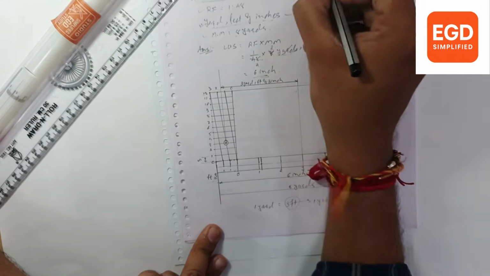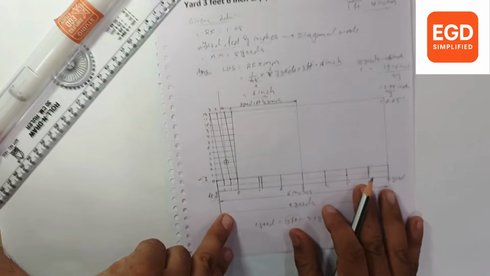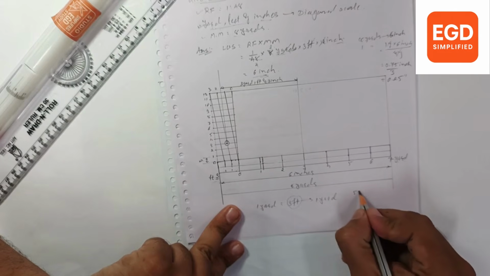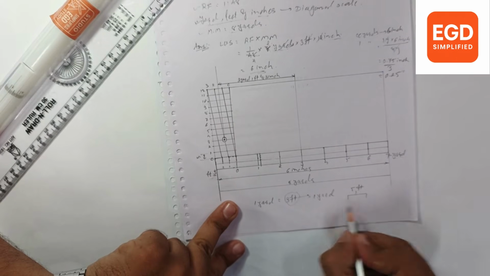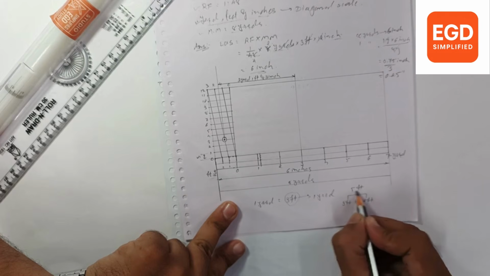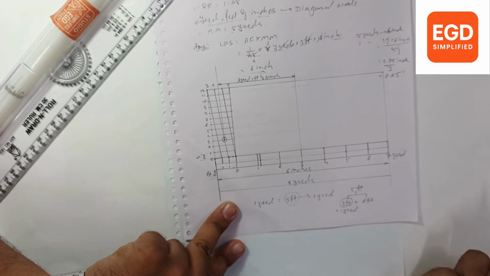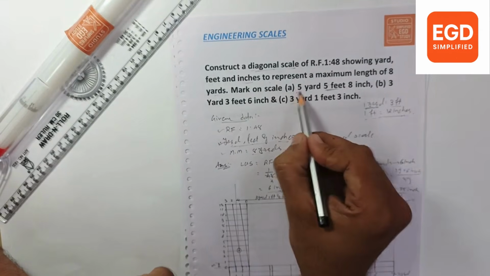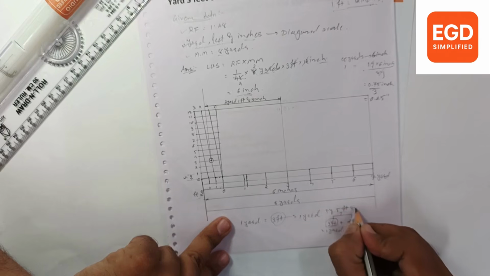Okay, so how many feet do we have? 5 feet. So 5 feet, we can divide it into 2 parts: 3 feet plus 2 feet. That will give us 5 feet. Okay, so 3 feet we can indicate, that is equal to 1 yard. Now what we have? 5 yard, 5 feet and 8 inch.